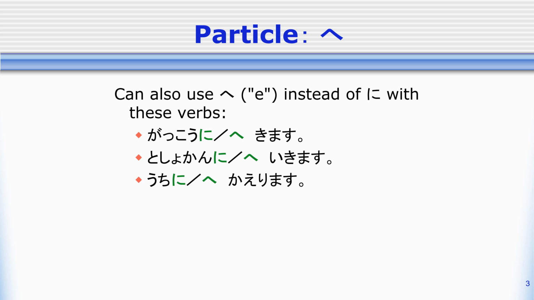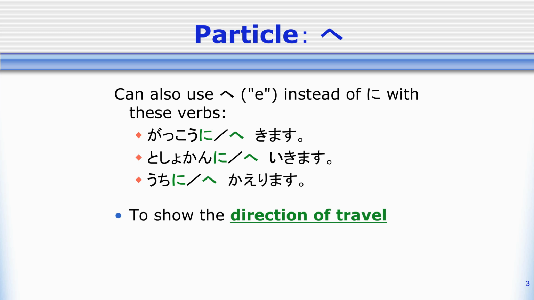They're both okay. We can say 図書館に行きます。図書館へ行きます. Both are the same. 家に帰ります。家へ帰ります. Both work the same. We use this to show the direction of travel. Basically, this is the same as the ni that we use to show where we are going to. So it shows where we're going to, where we're coming to, where we're returning home to.